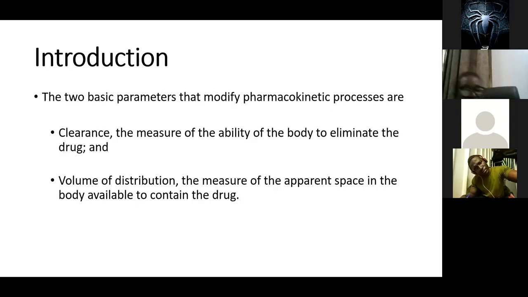So when we talk about pharmacokinetics, two processes are key. We have the clearance, which is the measure of the ability of the body to eliminate the medication. Then we have volume of distribution, which is the measure of the apparent space in the body available to contain the drug. What this means is that the clearance is looking at the ability of the body to eliminate the drug. And the volume of distribution, the drug, basically.